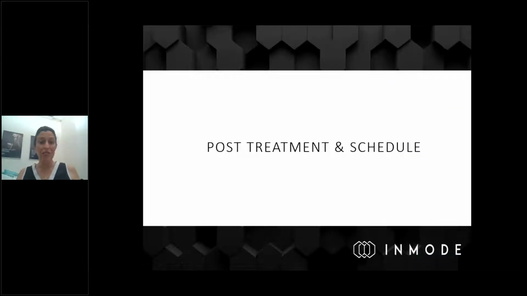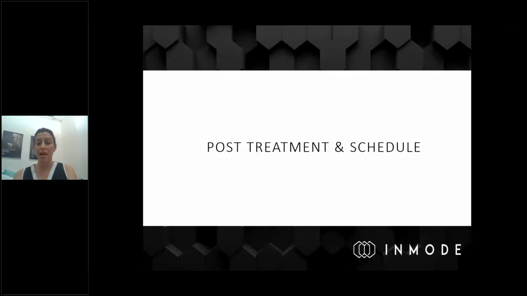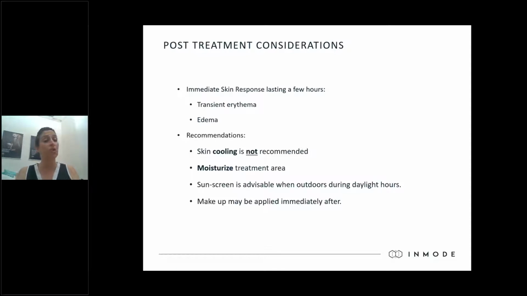Okay, so a little bit about post-treatment care and scheduling of the treatment. Immediately after, we see transient erythema and edema, which are very transient. Several minutes, a few hours tops, and that subsides. At least the erythema; edema may stay slightly longer. What we don't recommend is cooling down the skin. We want the residual heat to do a little bit of work as well. Moisturizing the area is possible and recommended. Sunscreen is always advisable, and makeup may be applied on the same day when we're treating body areas. And these recommendations and treatment techniques are applicable for both Forma and Plus.